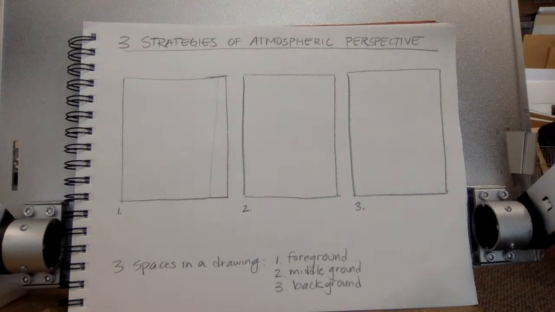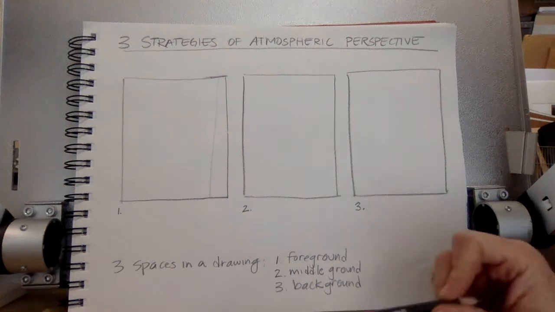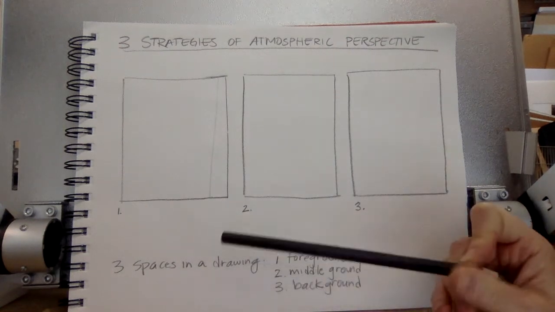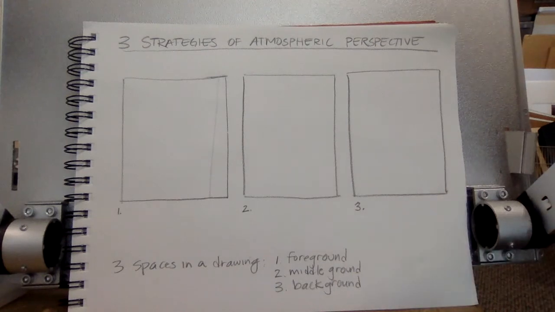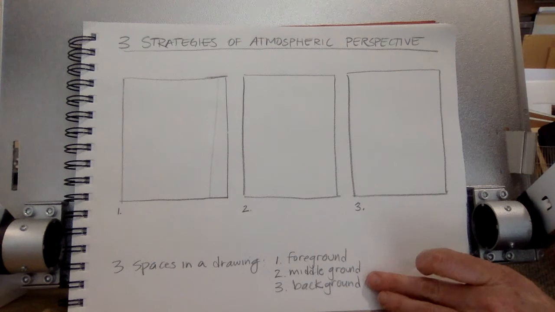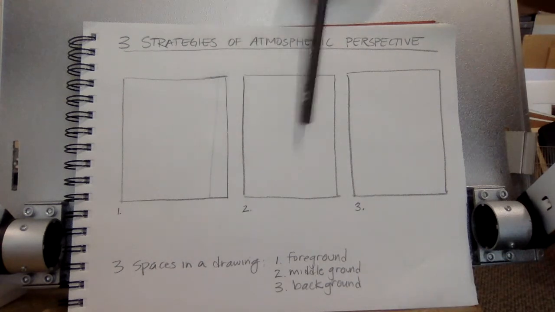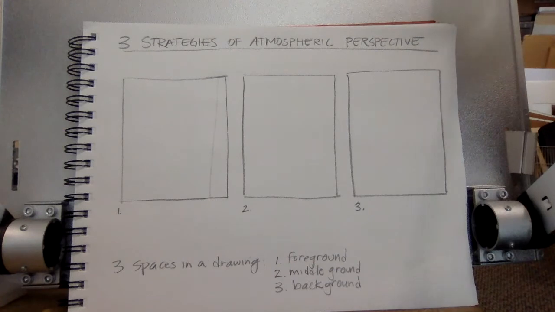Down in the bottom of this sheet of paper, I wrote the three spaces in a drawing to keep in mind: the foreground, the middle ground, and the background. That's a really good way to simplify the illusion of depth of space. Of course, you can have more than three, but if you have objects or details in each of those three general spaces, then you give the illusion of depth. These three spaces apply to all three strategies for atmospheric perspective.